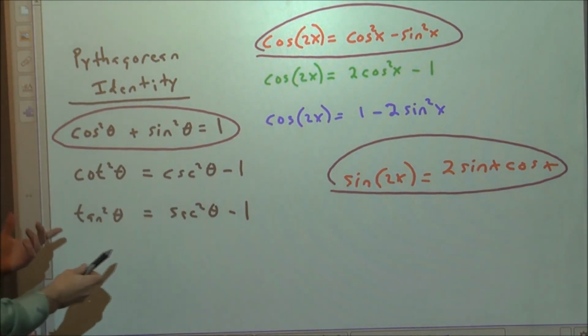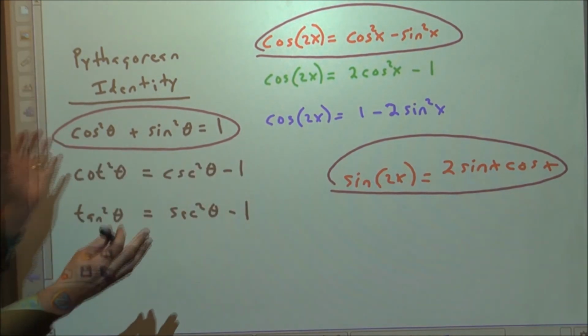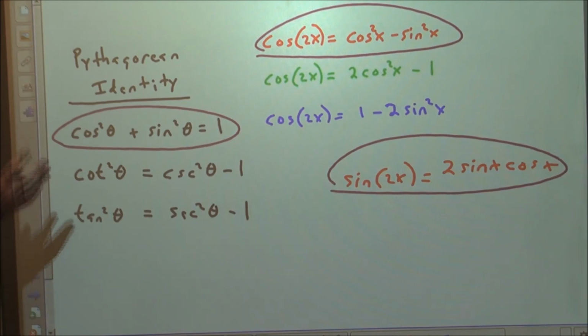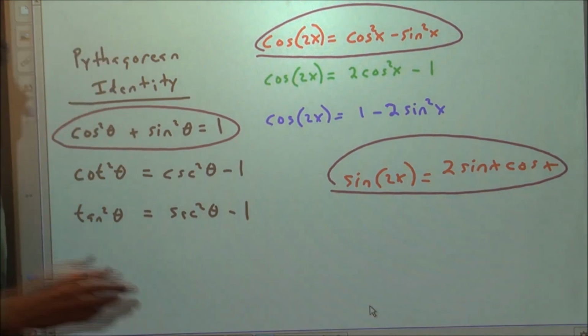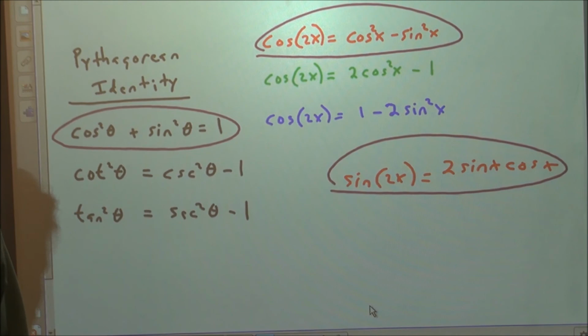But again, you can also see that tangent squared plus 1 is equal to secant squared. And so we see that there's a bunch of ways for us to proceed with all this. But trig identities are very important in allowing us to handle calculus easier.